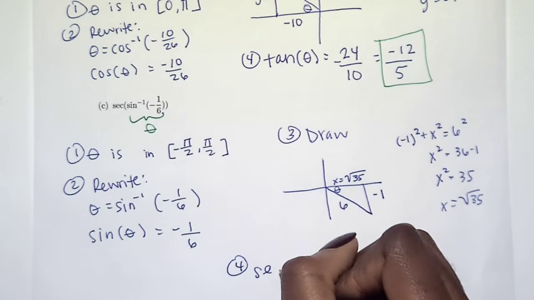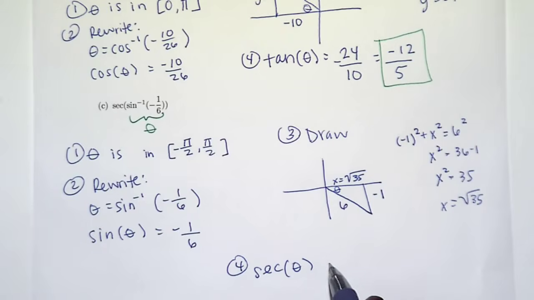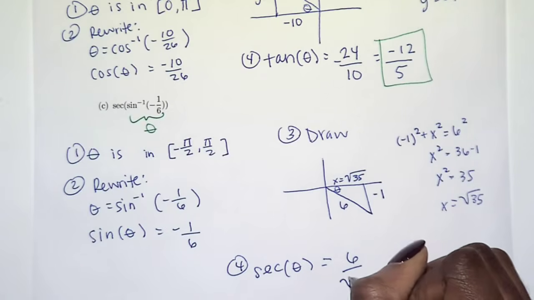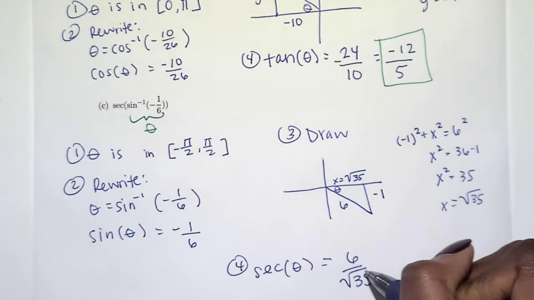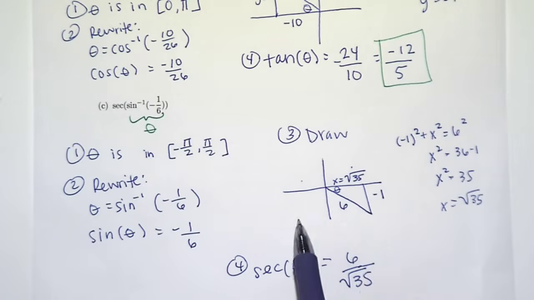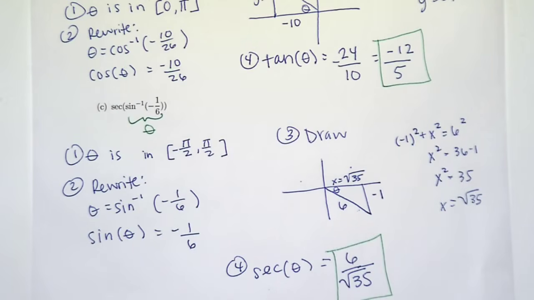So this is my step 4. Secant of theta. We know exactly where our angle is. So secant is hypotenuse over adjacent. Is this supposed to be positive or negative? Secant is positive in the fourth quadrant. All students take calculus. C goes with secant and cosine. So positive 6 over root 35 is our final answer.